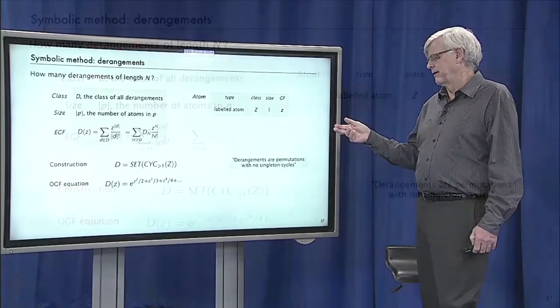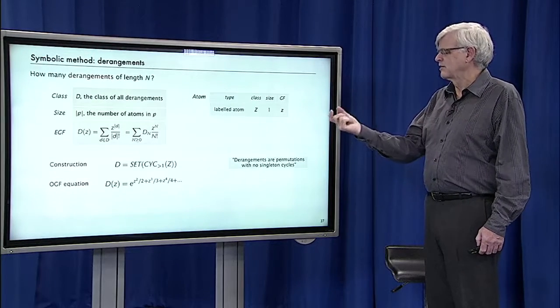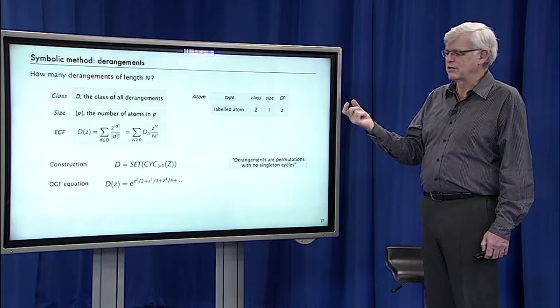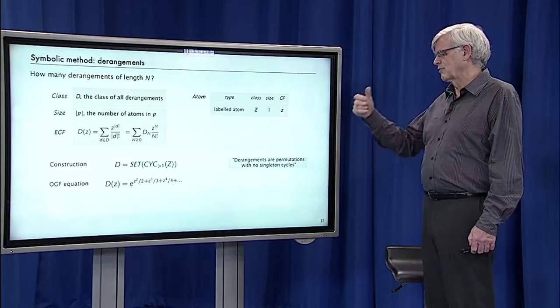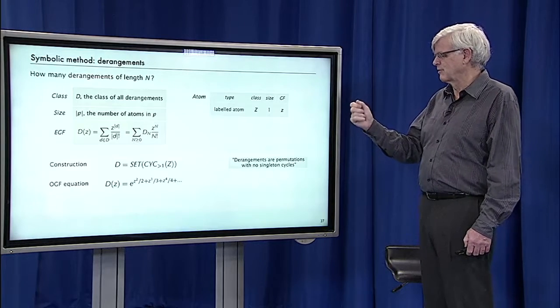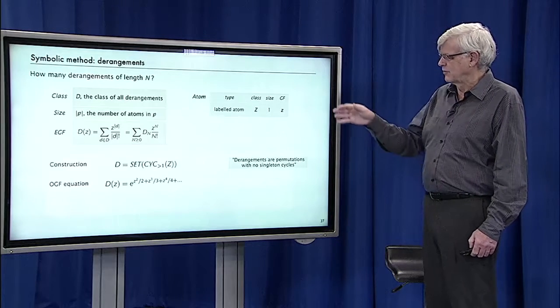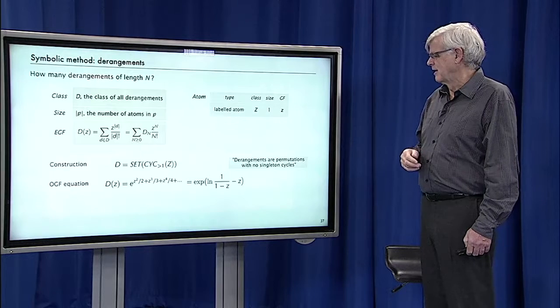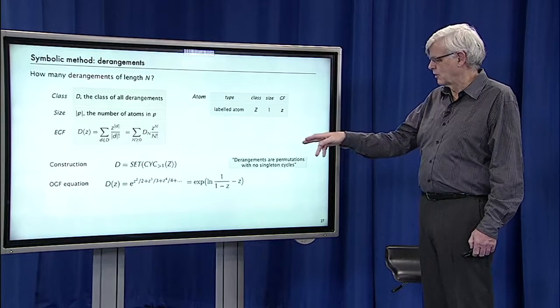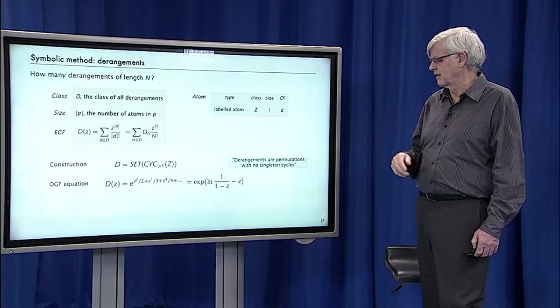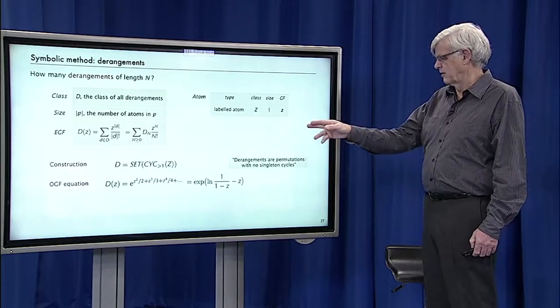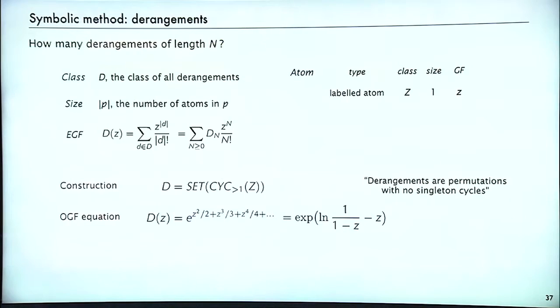So derangements, or permutations with no singleton cycles, is what it says. And so set is e to the whatever it is, and what's the generating function for the cycles of length greater than 1? Well, the generating function for all cycles is z plus z squared over 2 plus z cubed over 3, and like that, and we're just leaving out the first term. So that's an immediate translation, and that infinite series is exactly log of 1 over 1 minus z. And if we simplify that, we get e to the minus z over 1 minus z. Immediate translation to the generating function.